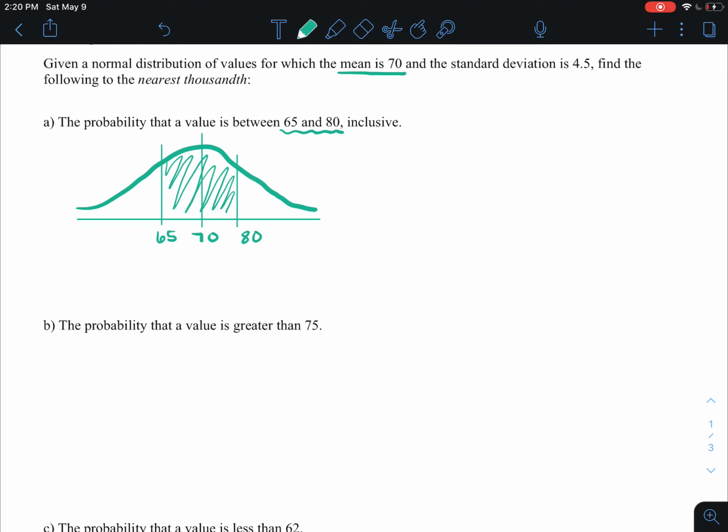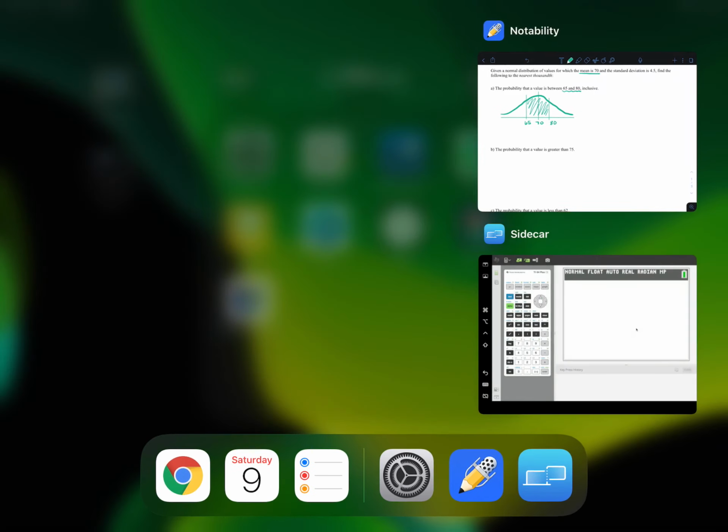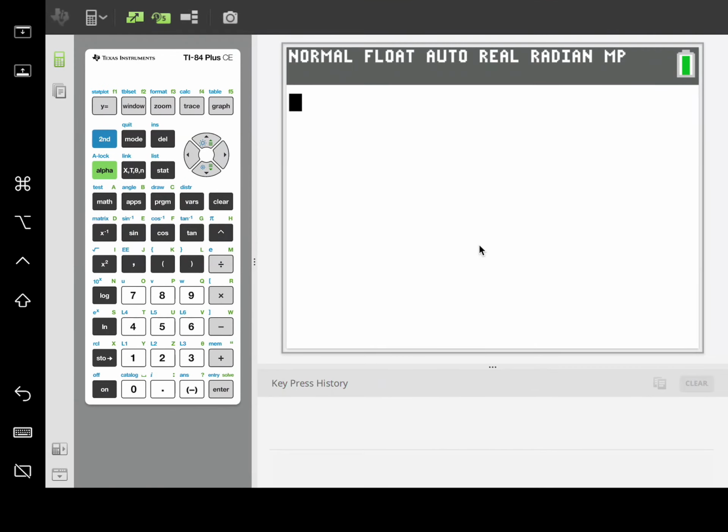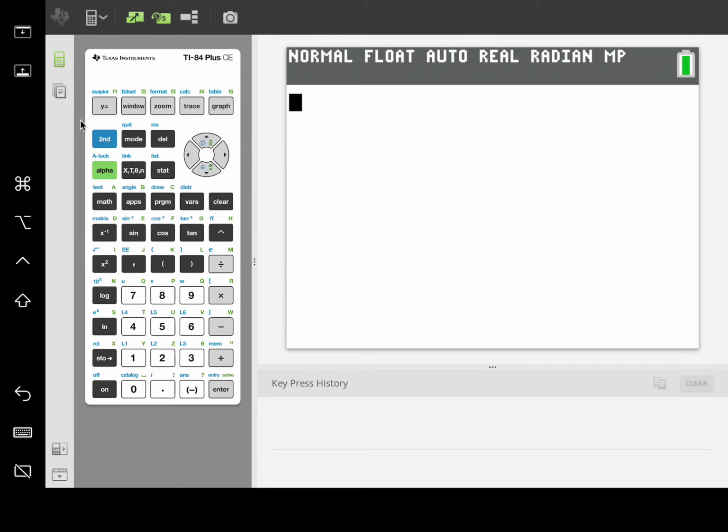We're not working off of that standard normal curve anymore where we have half and full standard deviations above or below the mean, and those percentages are given to us. So this is where we need to use our calculator. So we're going to go to our calculator right now. And we're going to go to second vars.